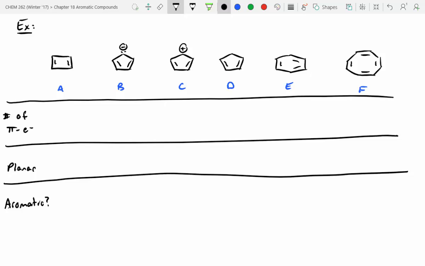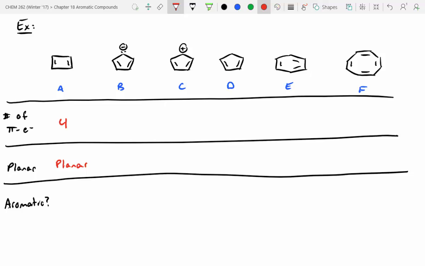All right, do you want to try working through some of these? Let's do the first one that I've labeled A. Does anybody think that's aromatic? How many electrons do we have in the p orbitals in the ring system? 4, right? So we could say this is 4 electrons. If you actually do molecular modeling on this, you'll also find out that it's planar. So does this follow the 4n plus 2 rule?